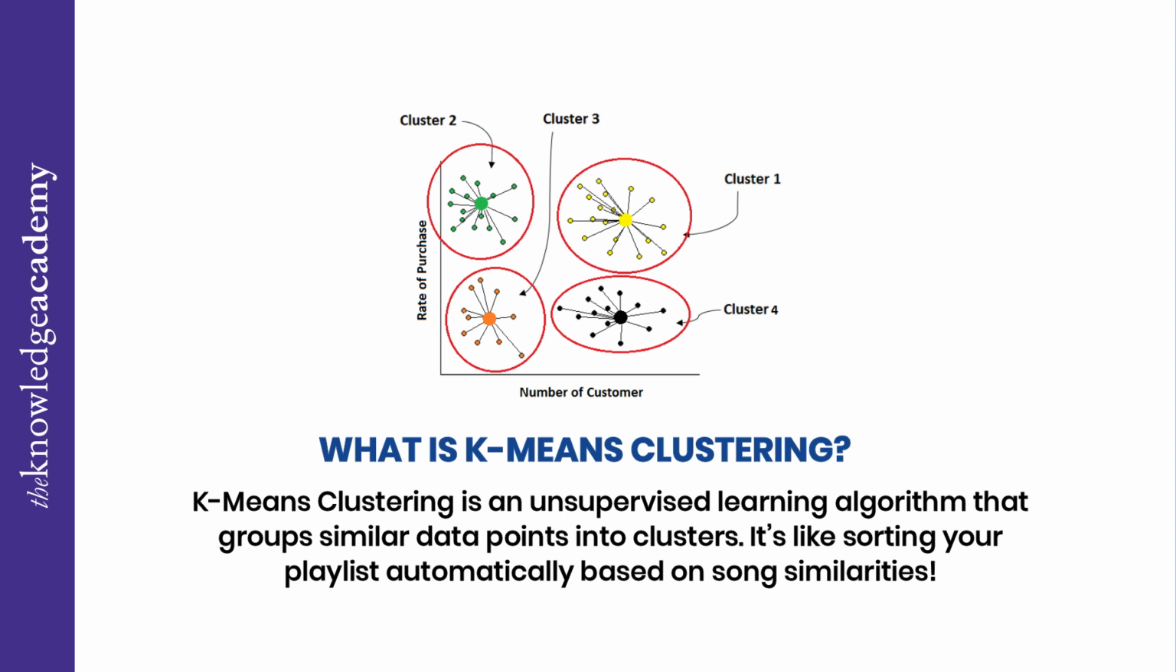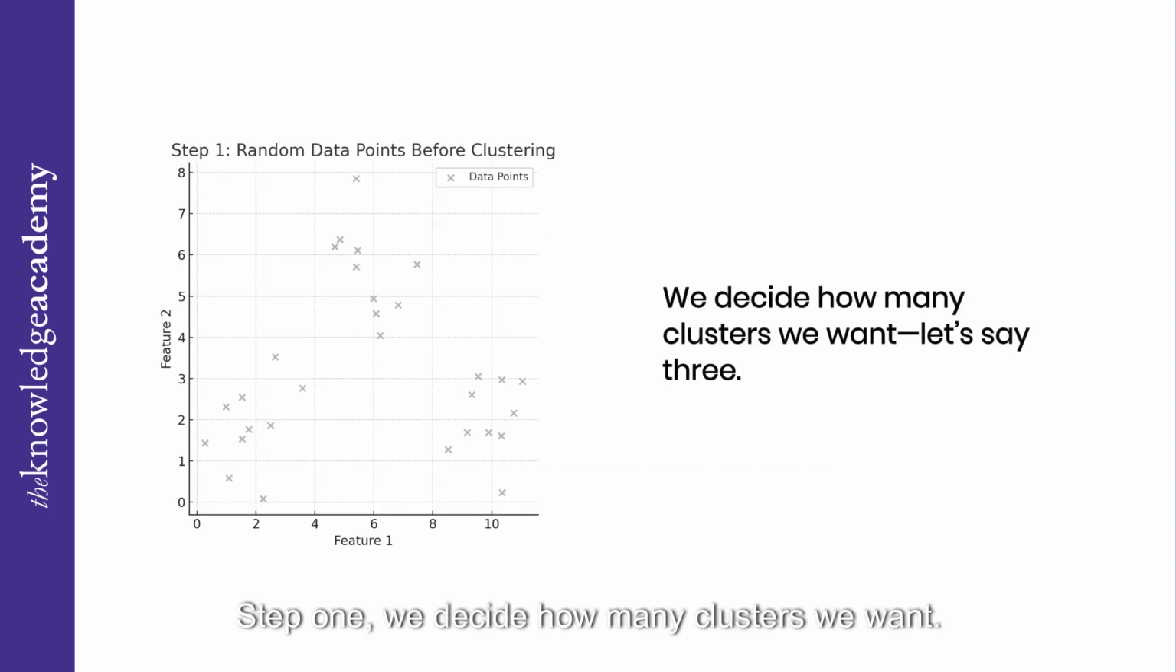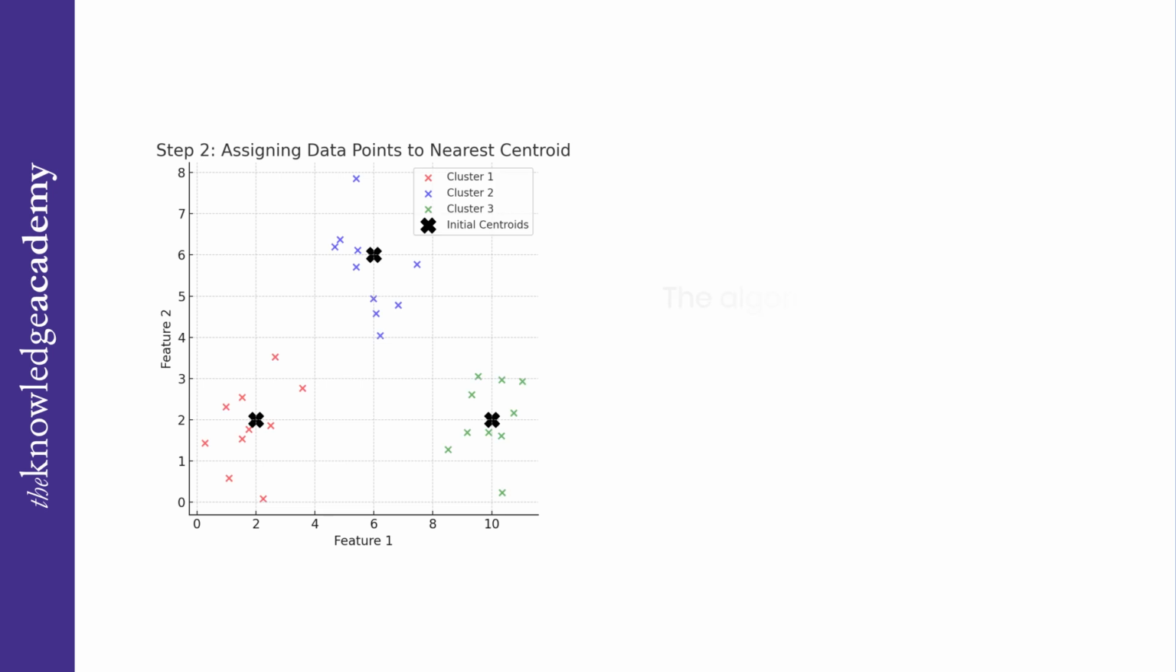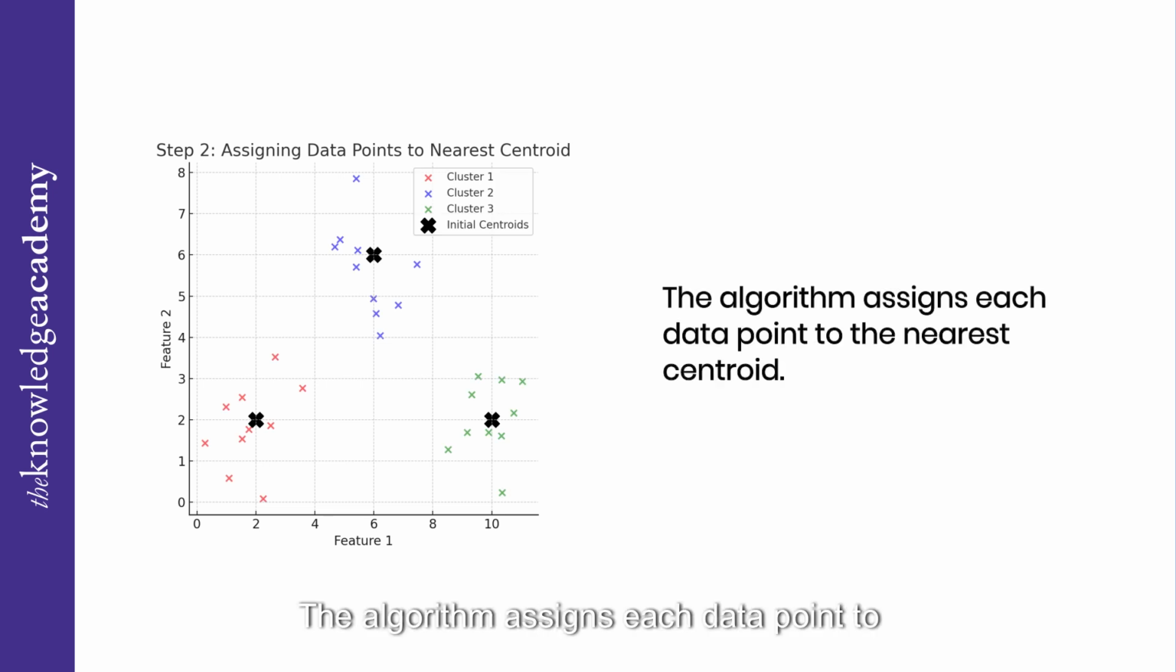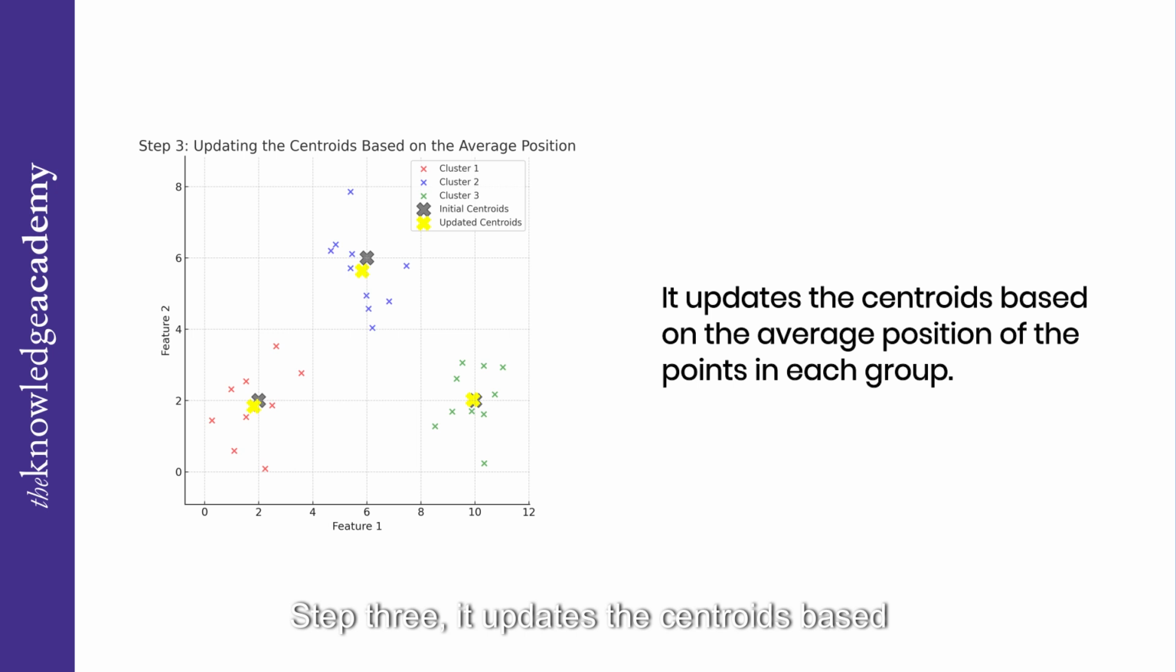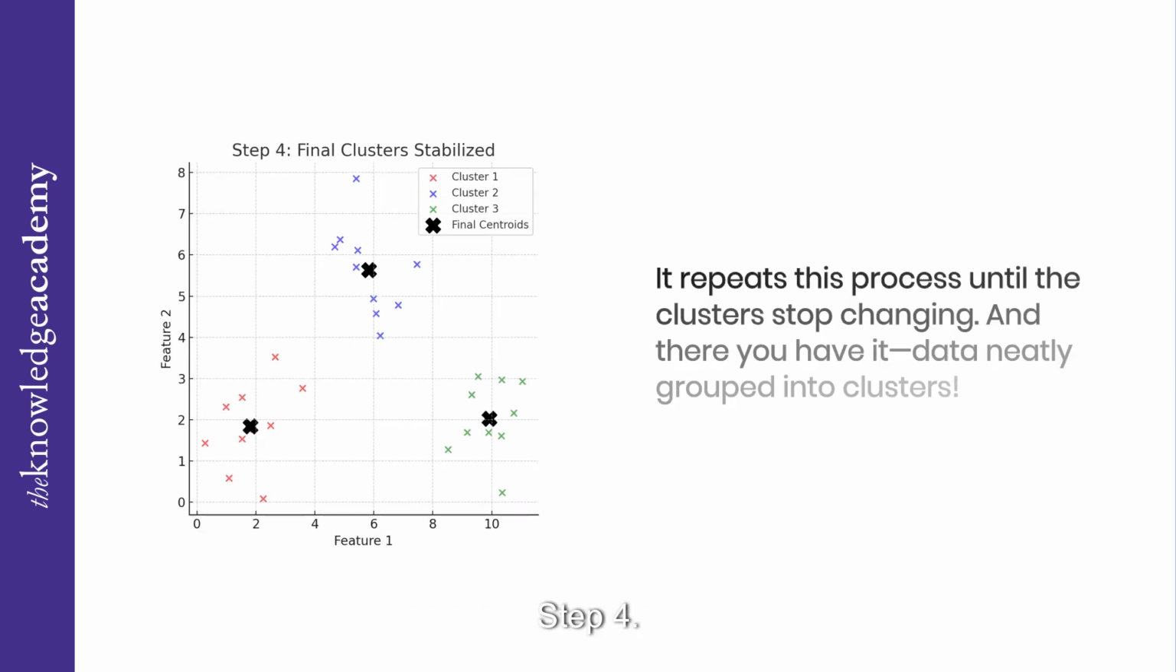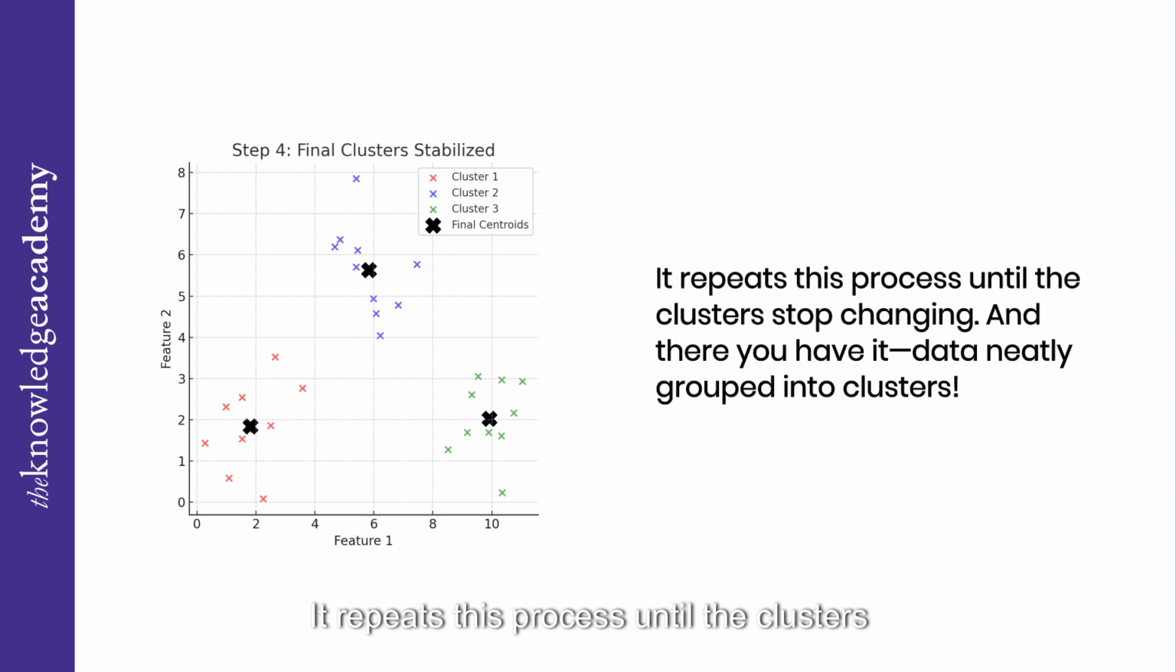But how does it actually work? Let's understand it step by step. Step 1, we decide how many clusters we want. Let's say 3. Step 2, the algorithm assigns each data point to the nearest centroid. Step 3, it updates the centroids based on the average position of the points in each group. Step 4, it repeats this process until the clusters stop changing. And there you have it, data neatly grouped into clusters.